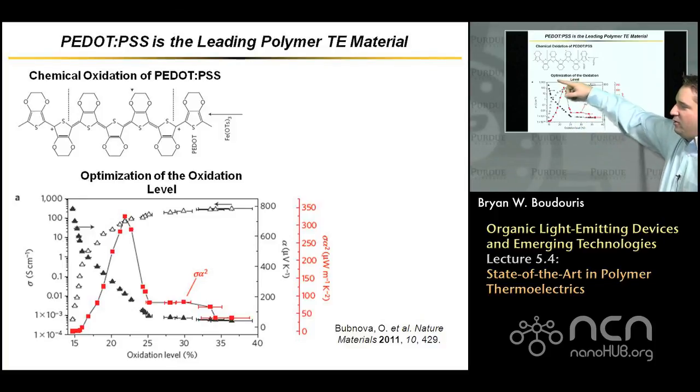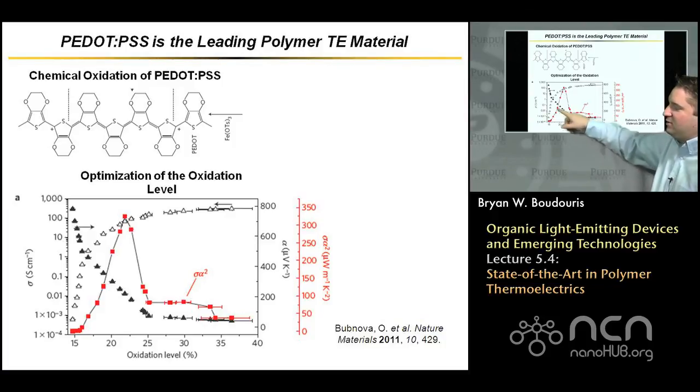And if we look here in the closed triangles, okay, we can see that initially the Seebeck coefficient is relatively high, and then it begins to decrease with increasing oxidation level. Okay, it goes somewhere from 800 down to roughly 100. Okay. The conductivity, on the other hand, shoots up from 10 to the negative 3 Siemens per centimeter all the way up to over 100.